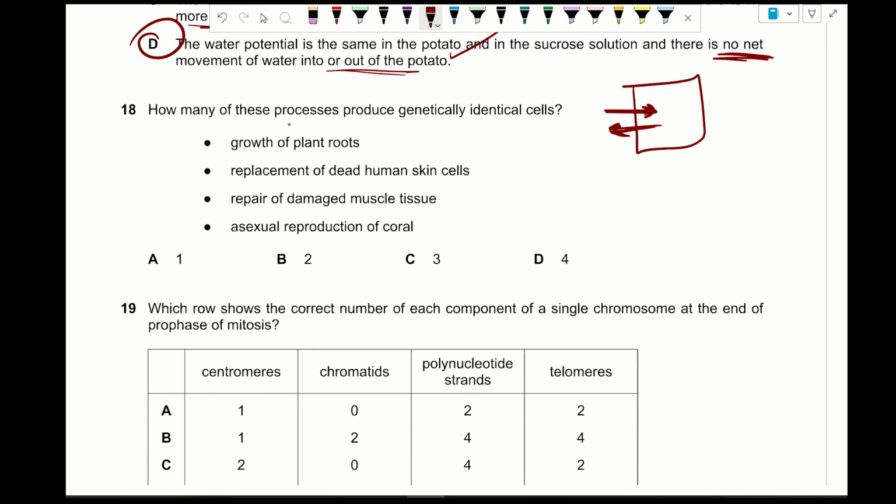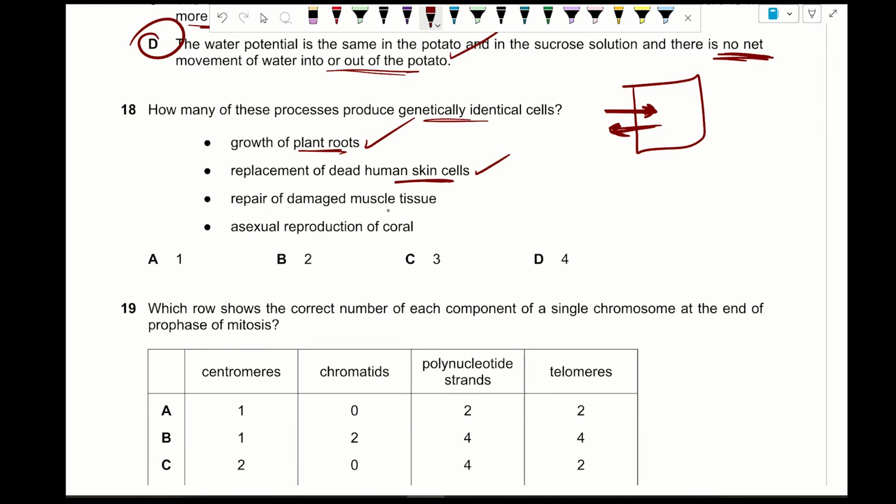Question number 18. How many of these processes produce genetically identical cells? Now, growth of plant roots. Yes, plant root growth occurs by mitosis. Therefore, this is correct. Now, the next one, replacement of dead human skin cells. Also by mitosis. Therefore, it does provide genetically identical cells. This is correct.